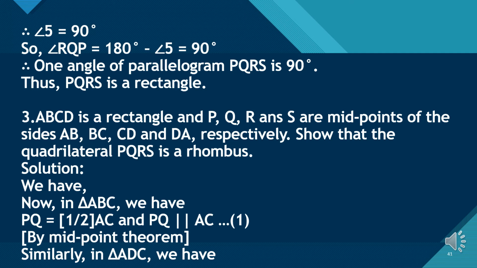Solution. First, in triangle ACD, S is the midpoint of AD and R is the midpoint of CD. By the midpoint theorem, SR equals half of AC and SR is parallel to AC. Equation number 1.